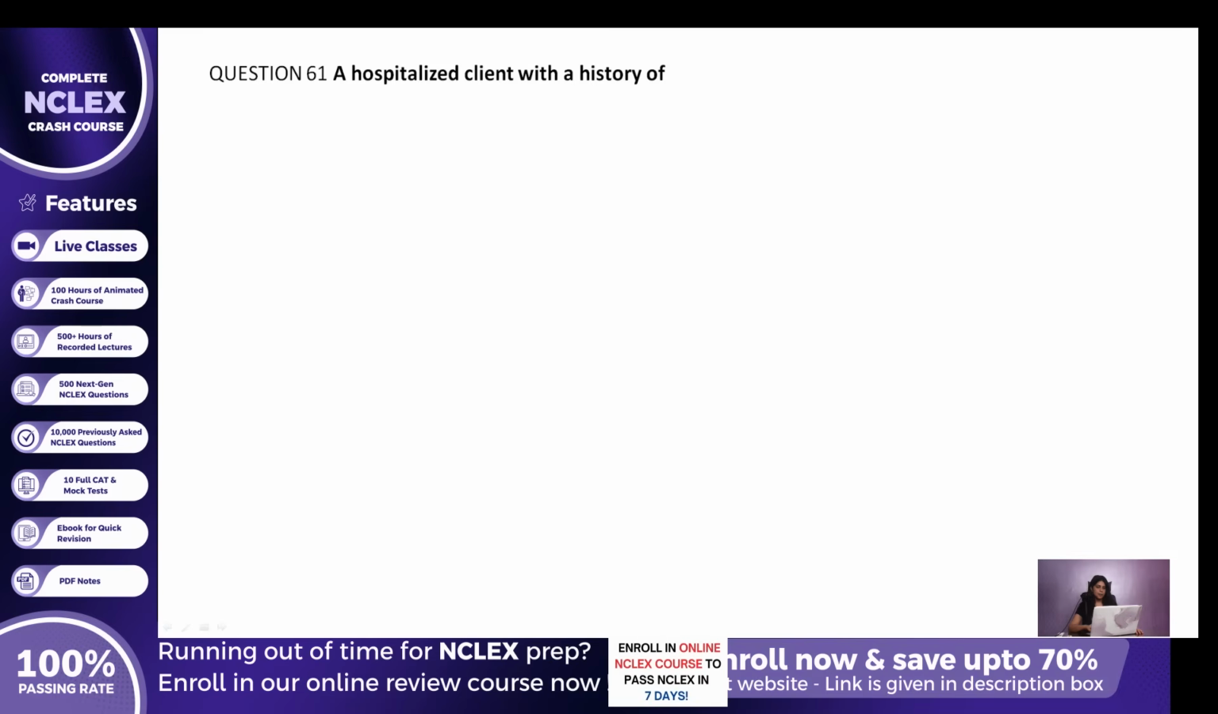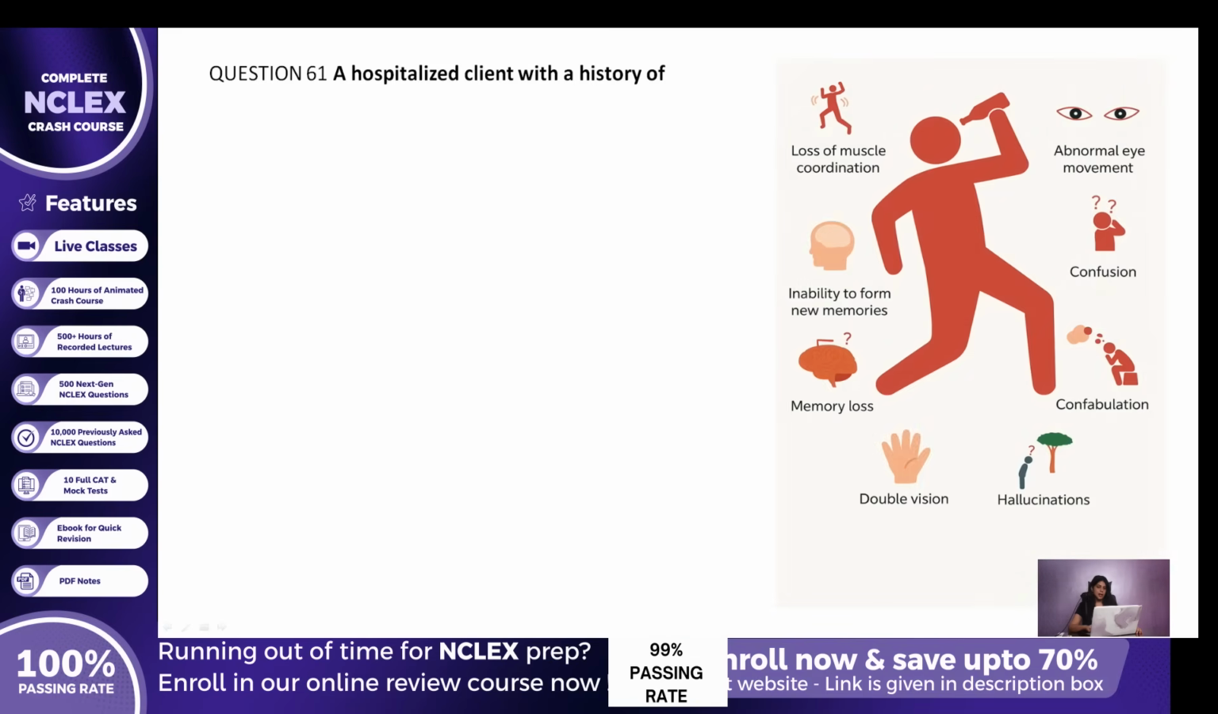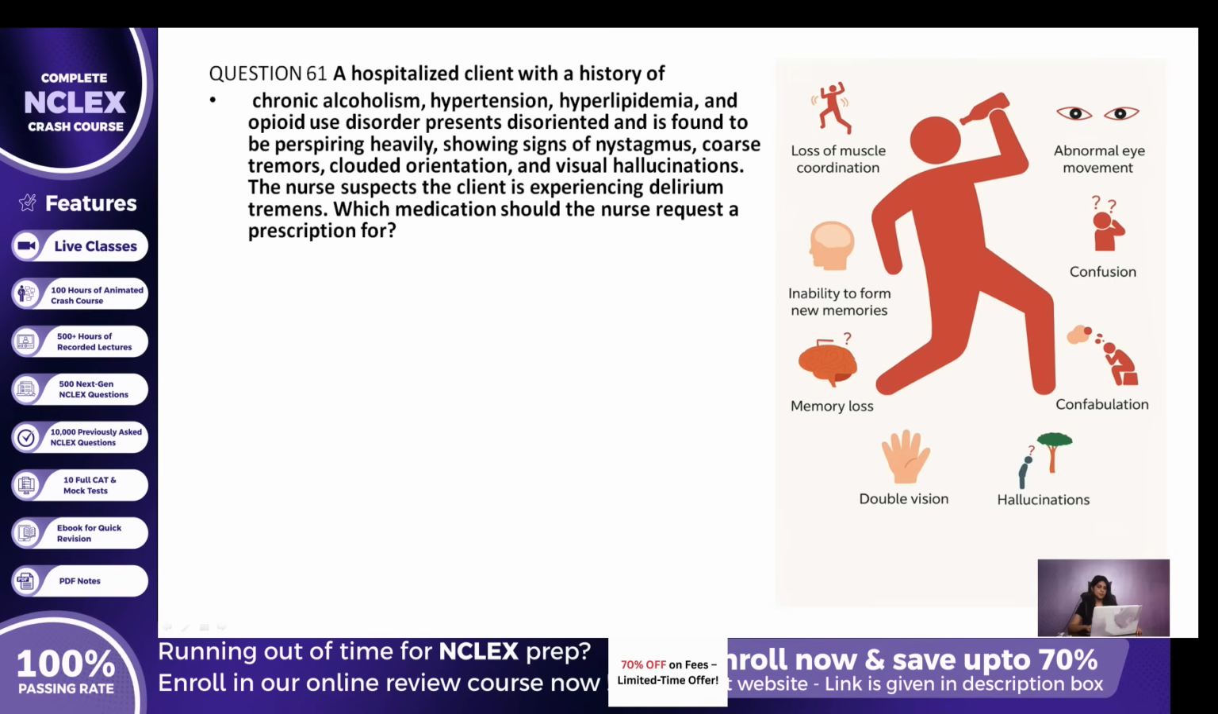Question 61. A hospitalized client with a history of chronic alcoholism, hypertension, hyperlipidemia, and opioid use disorder presents disoriented, perspiring heavily, with nystagmus, coarse tremors, confusion, and visual hallucinations. The nurse suspects delirium tremens. Which medication should the nurse request a prescription for?